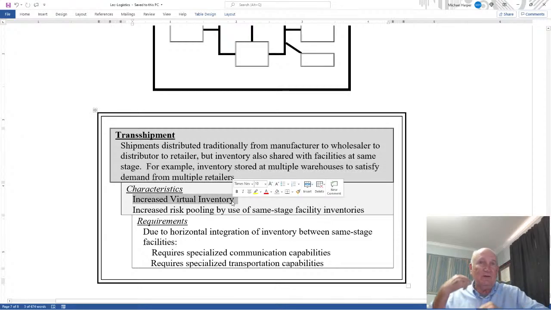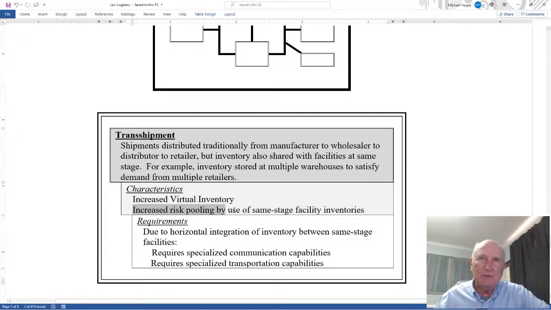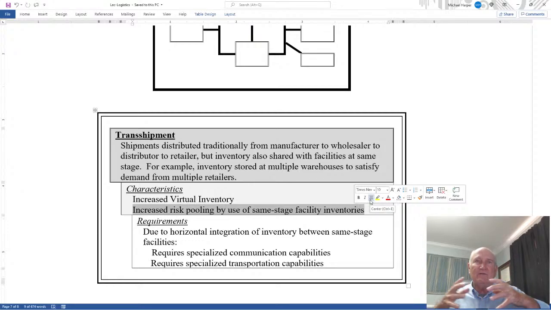So you have the characteristic of increased virtual inventory, but as it turns out, with the relationships, when you have virtual inventory and you share inventory between facilities at the same stage, then you're sharing more than just inventory, and we'll see that later in relationships. Increased risk pooling by use of the same stage facility inventories, because now you have larger virtual inventories, and so you can have much more advanced and increased advantages through risk pooling.